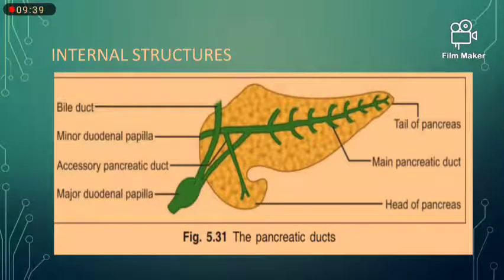Internal structure. This is a schematic diagram of internal structure. We will see further more detailed internal structure. Here you can see bile duct, minor duodenal papilla, then accessory pancreatic duct. This one is accessory pancreatic duct, major duodenal papilla which you have seen in duodenum, then tail of pancreas. This point is main pancreatic duct. This one is the main pancreatic duct.